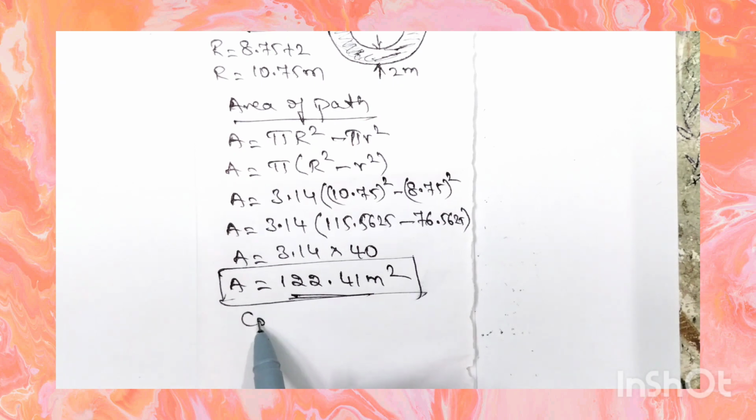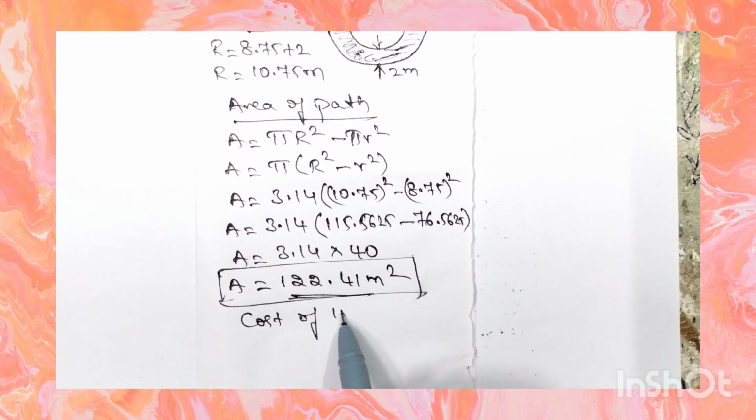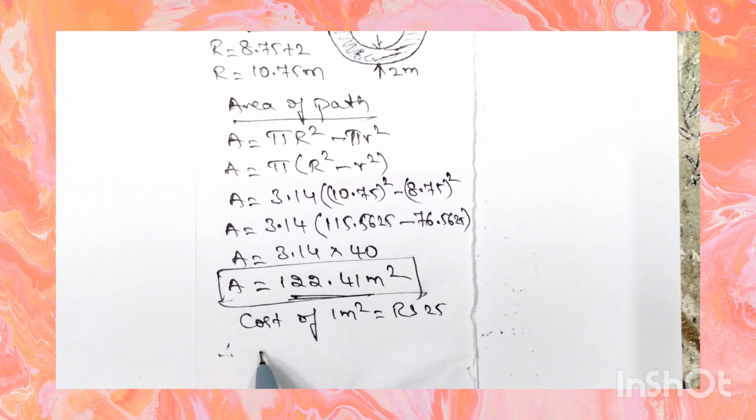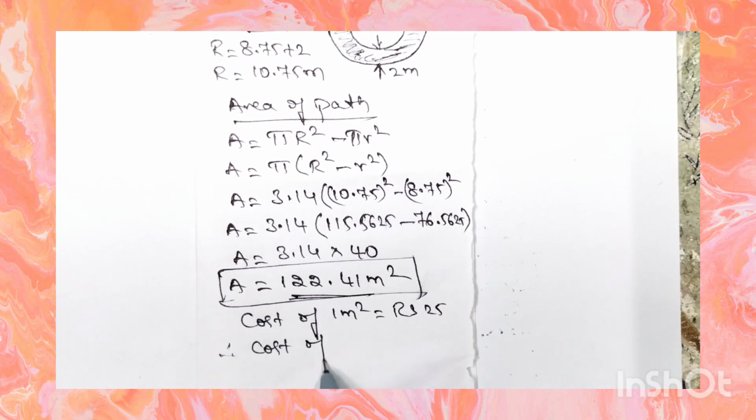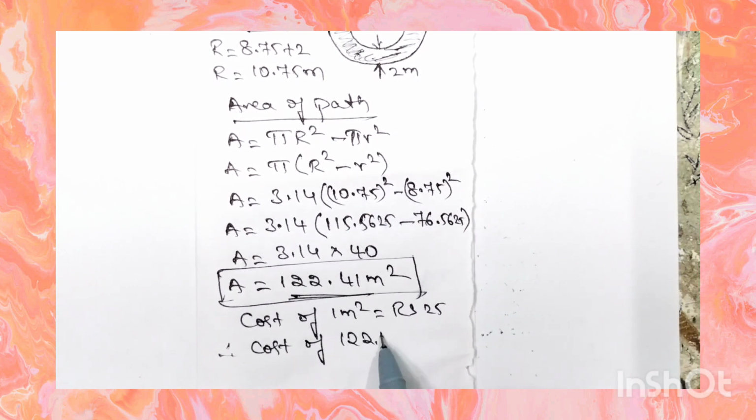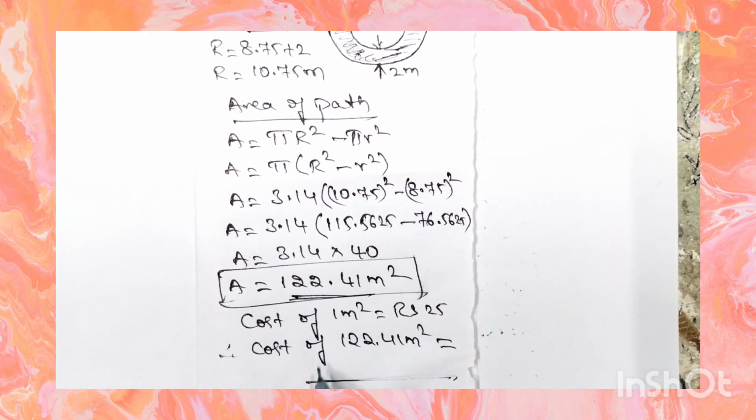So the cost of 1 meter square is equal to rupees 25. Therefore the cost of 122.41 meter square is equal to dash rupees. Now let us calculate how much rupees.